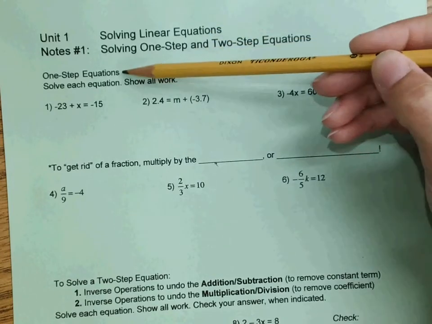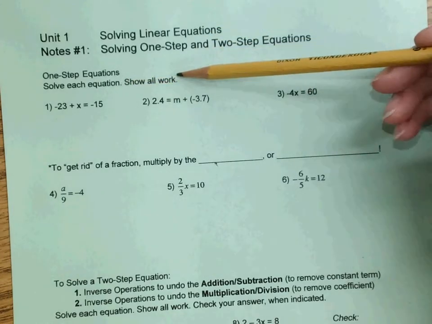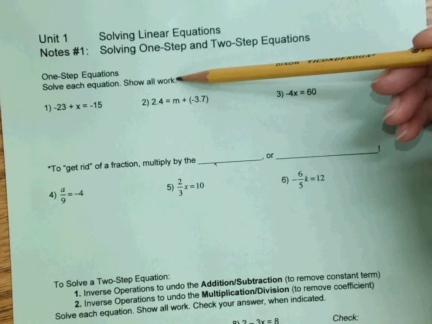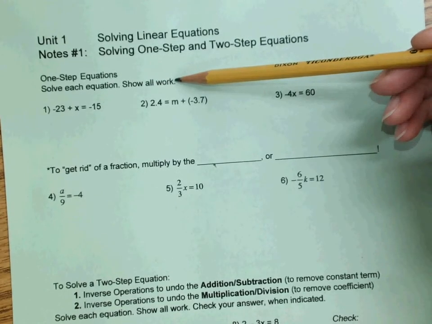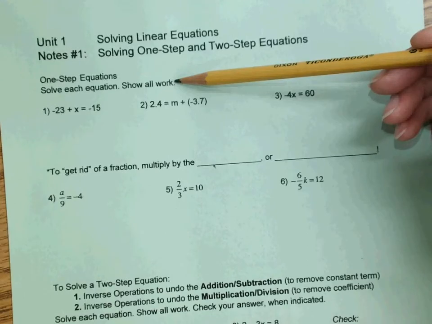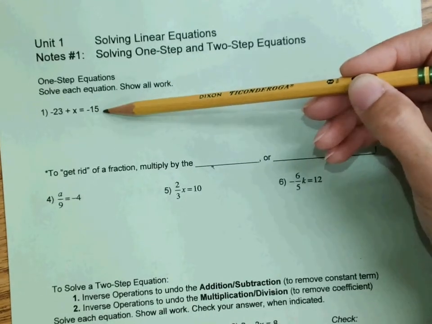Okay, so for these 1-step equations, we're going to solve each equation. We're going to show all work. Showing all work means to justify your answer. And I will say that is always a weakness for my students. They try and do too much in their head, but you have to show me in writing what is going on in your head. So for instance, we'll go ahead and start with number 1.